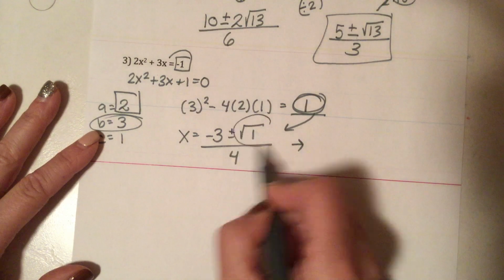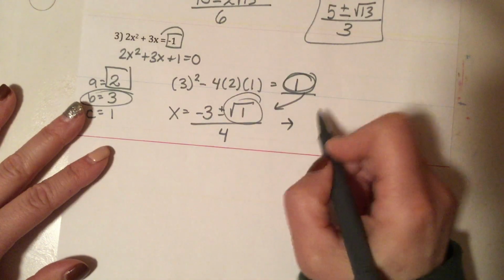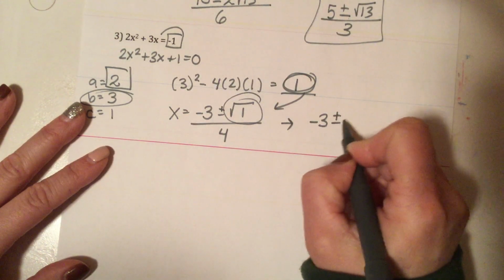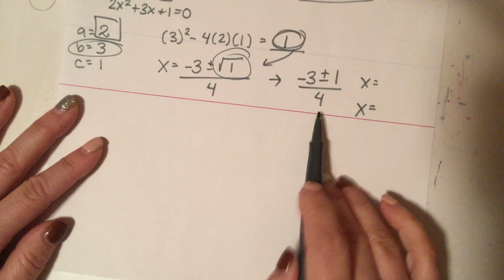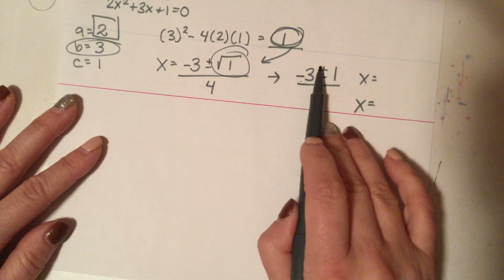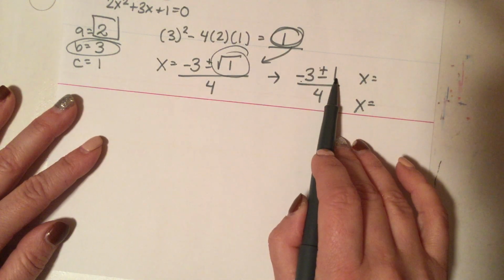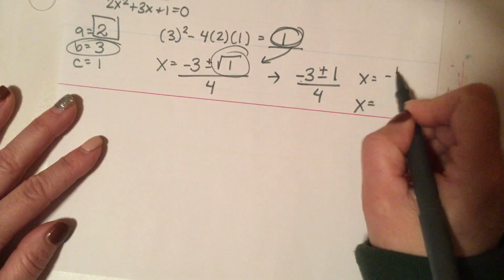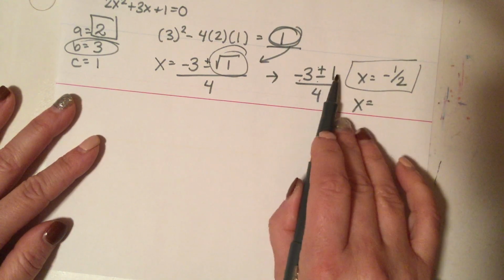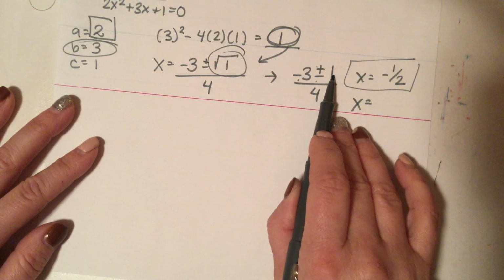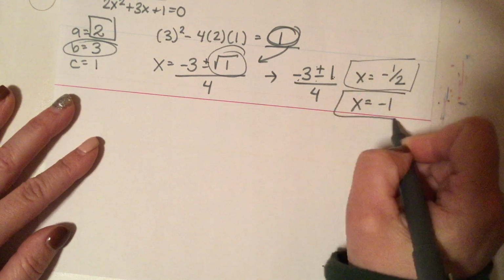Next step, you see if you can simplify this. The square root of 1 is 1. Negative 3 plus or minus 1 over 4. Now I can find my two answers. This does not contain a square root, so I go ahead and calculate. Negative 3 plus 1 is a negative 2. Negative 2 over 4 can be reduced to negative 1/2. Negative 3 minus 1 is a negative 4. Negative 4 divided by 4 is a negative 1.